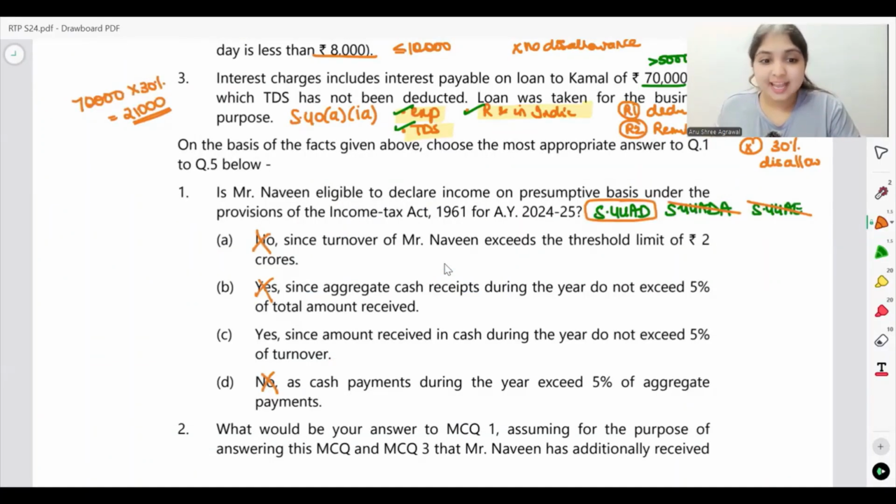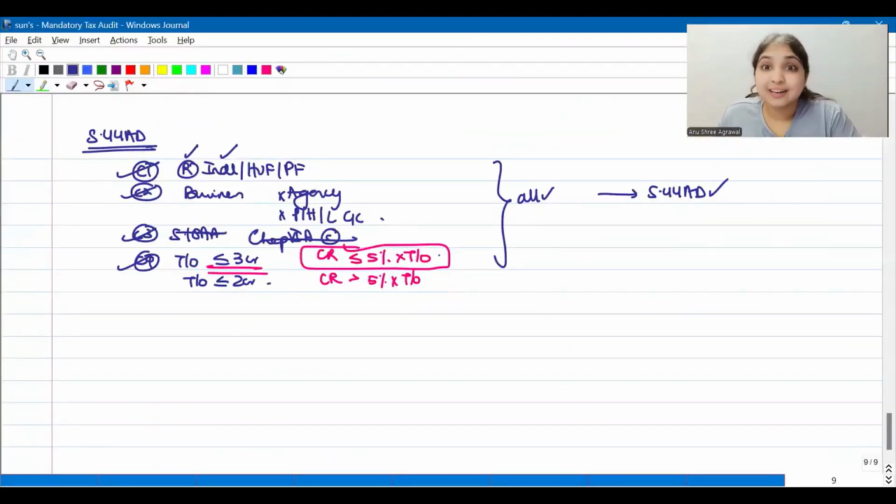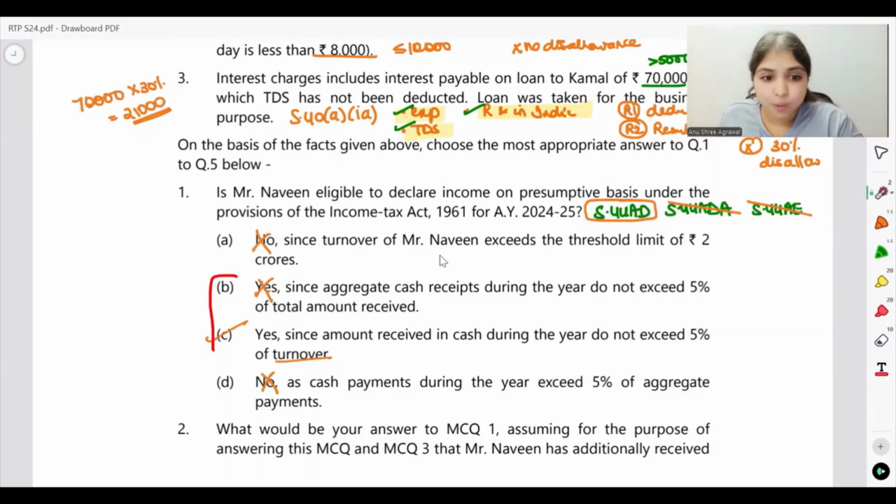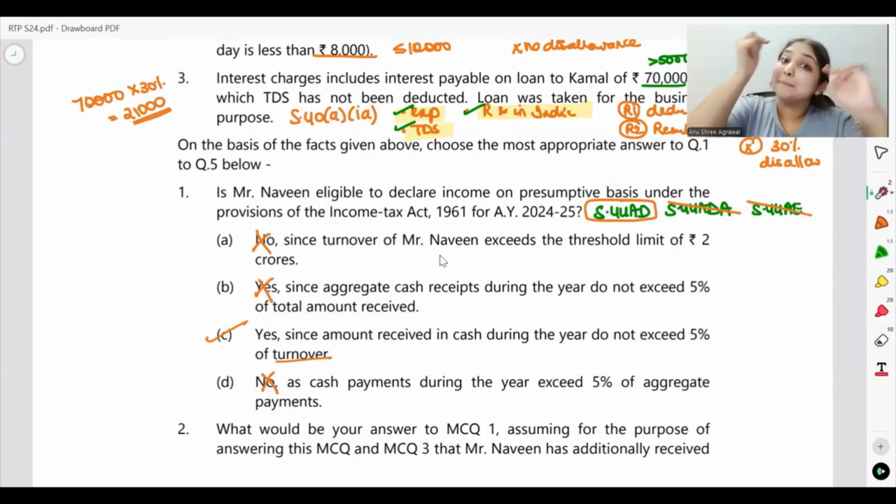Then let's see option C. Yes, since the amount received in cash, that is cash receipt, does not exceed 5% of turnover. This is correct. In 44AD, I only look at turnover. I don't look at total receipt. So the only difference between option B and option C is that option B is talking about total receipt. Option C is talking only about turnover. So we know very well in 44AD, in presumptive taxation, we consider only the turnover. We don't consider total receipts. Total receipts we consider only in 44AB. Got it? Yes, come on.